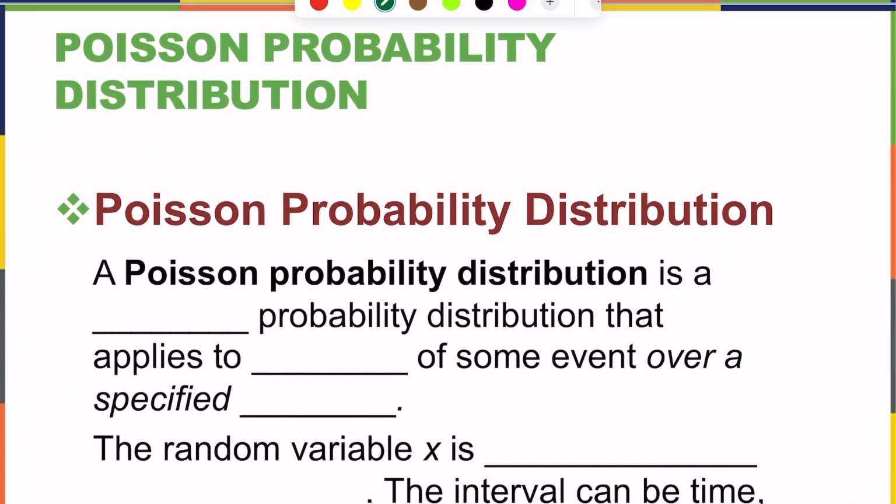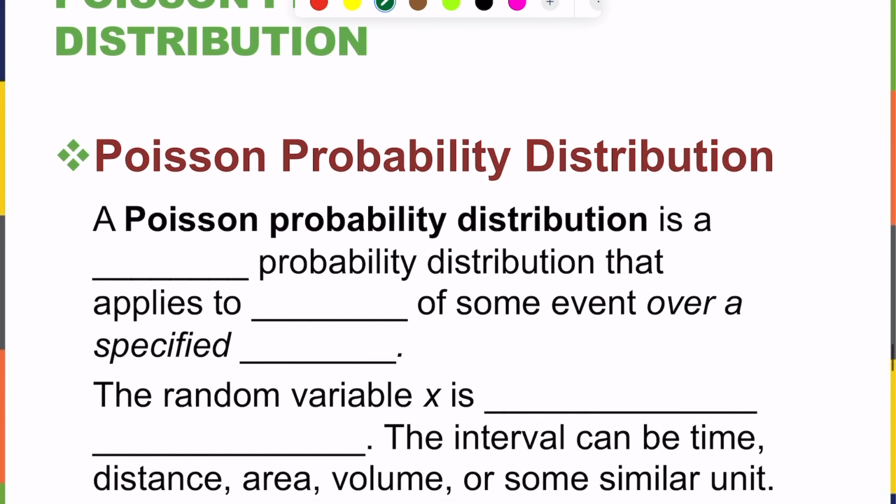Poisson probability distribution. So a Poisson probability distribution is a discrete probability distribution that applies to occurrences of some event over a specified interval. Now that interval can be pretty broad. Anyway, we're going to go into more examples, but that's pretty broad. Anyways, this is a pretty useful thing.